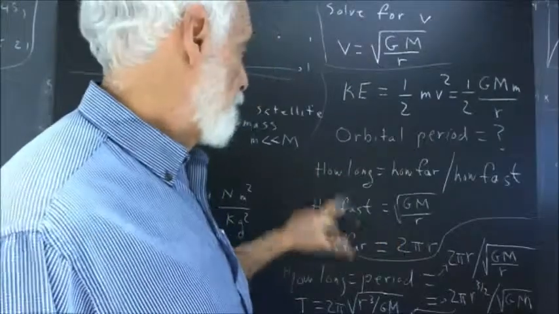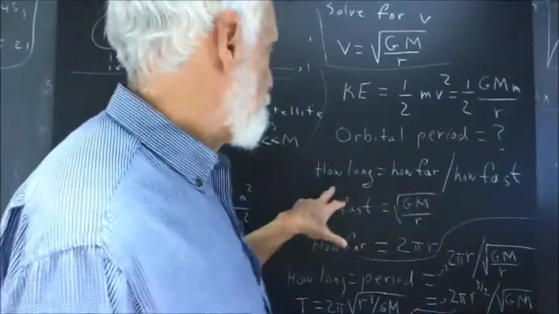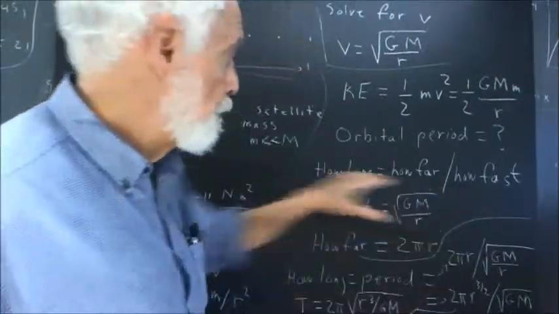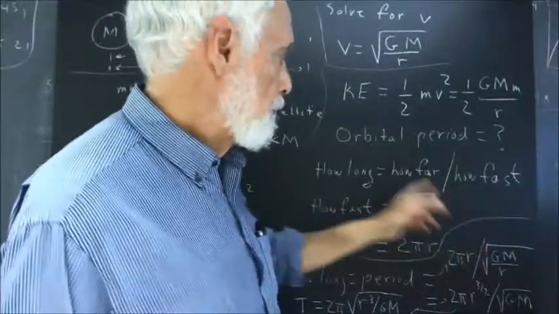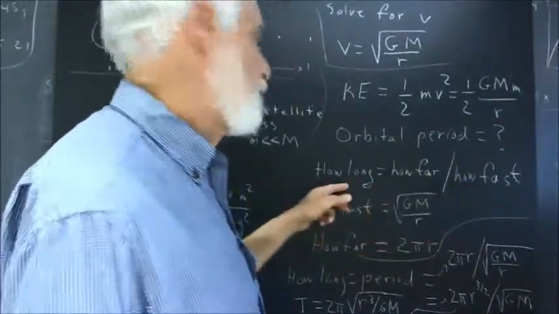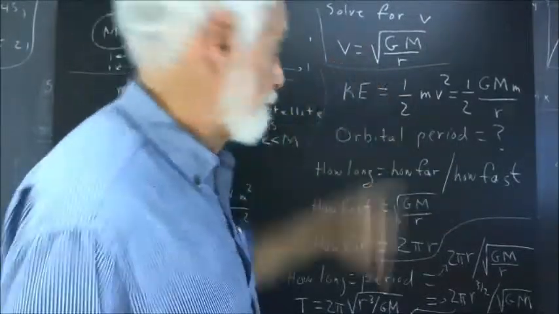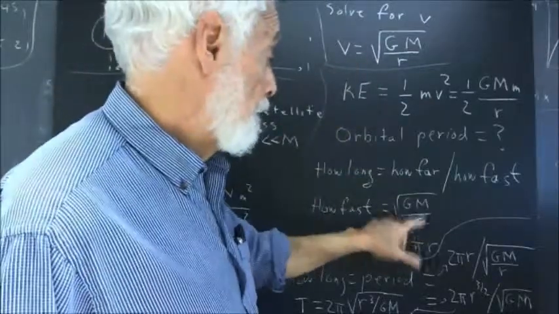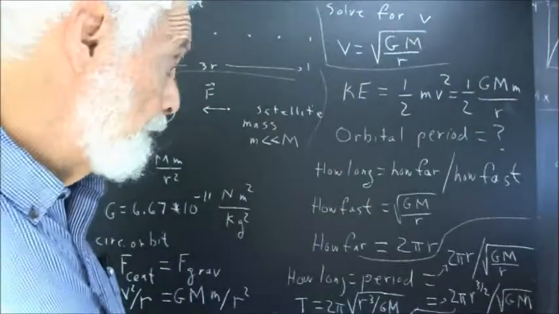Well, that insight is how long equals how far over how fast. How much time it takes is how far you go divided by how fast you're moving. Very intuitive idea. And then we simply have to look at our expressions for how far and how fast, and we get our expression for how long. How fast? Well, right there it is. We solve for the velocity, and so the speed of the orbit, the how fast, is the square root of big G big M over r.